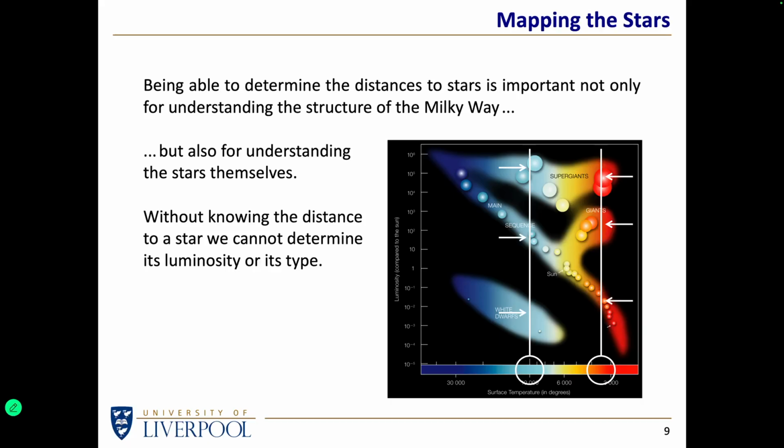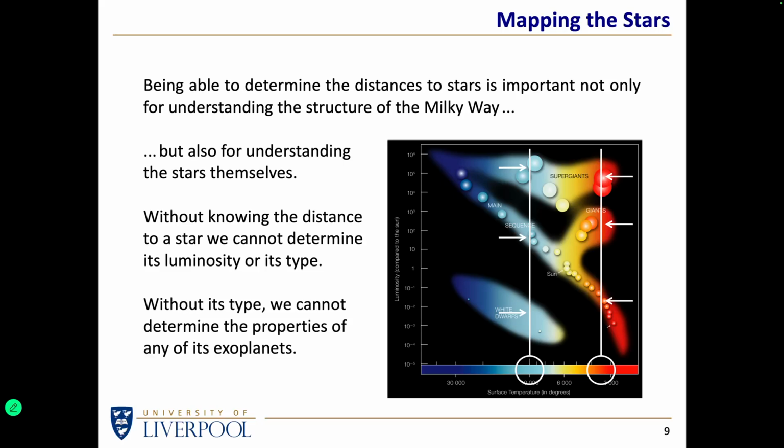And bear in mind also, as an aside, if we don't know the type of star that we're looking at, we also don't really know much about any exoplanets that could be orbiting that star. Because when we look for planets around other stars, we always measure the mass of the planet relative to the mass of its host star, or the size of the planet relative to the size of its host star.